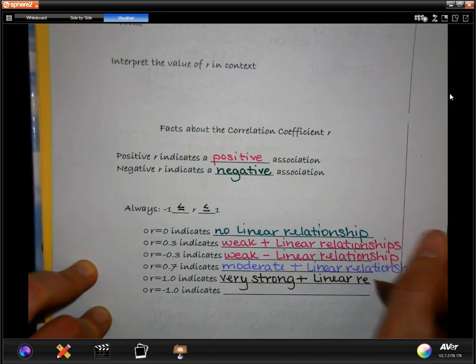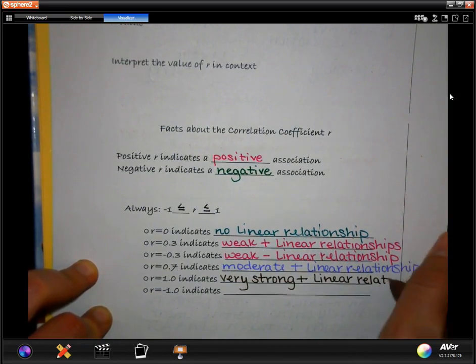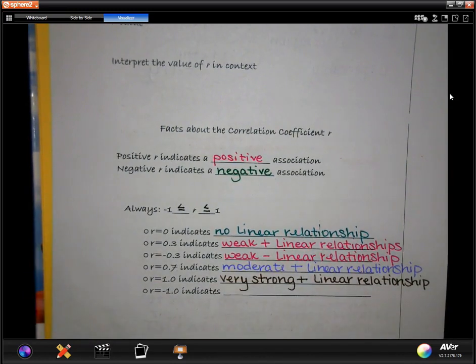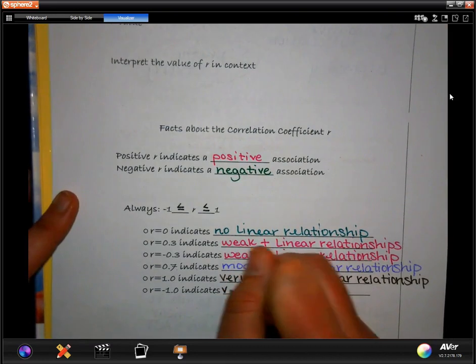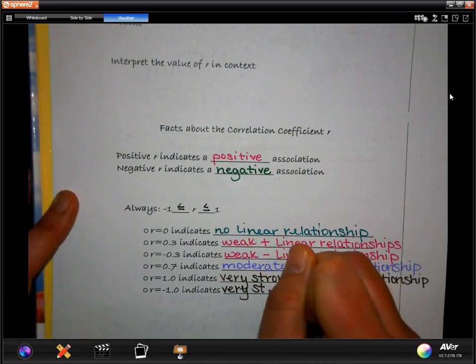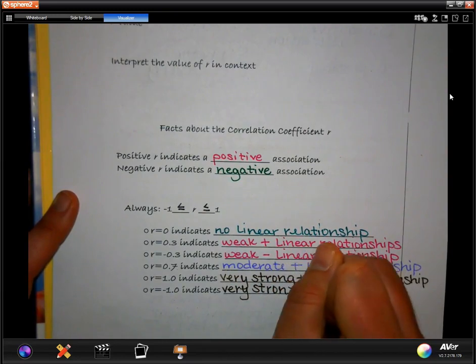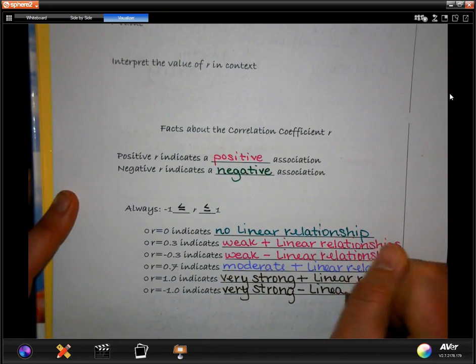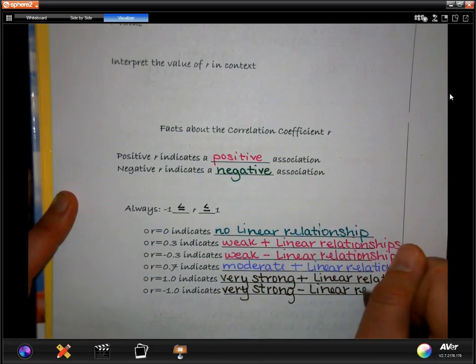And if it's -1, that's still very strong. Don't let the negative make you think that it's weak. The closer you get to 1 or -1 is the strength. So it's still very strong. The only difference is that it's a negative linear association. Sorry, relationship or association.